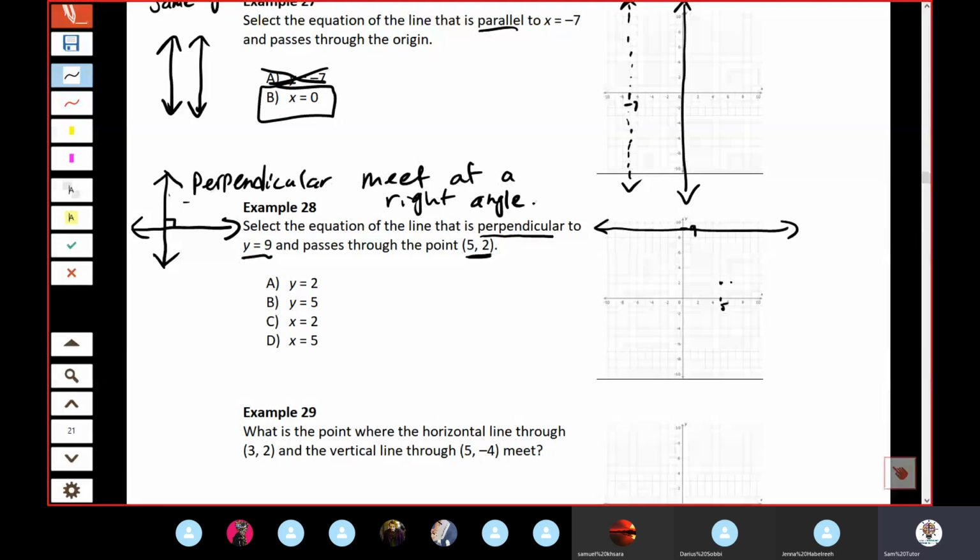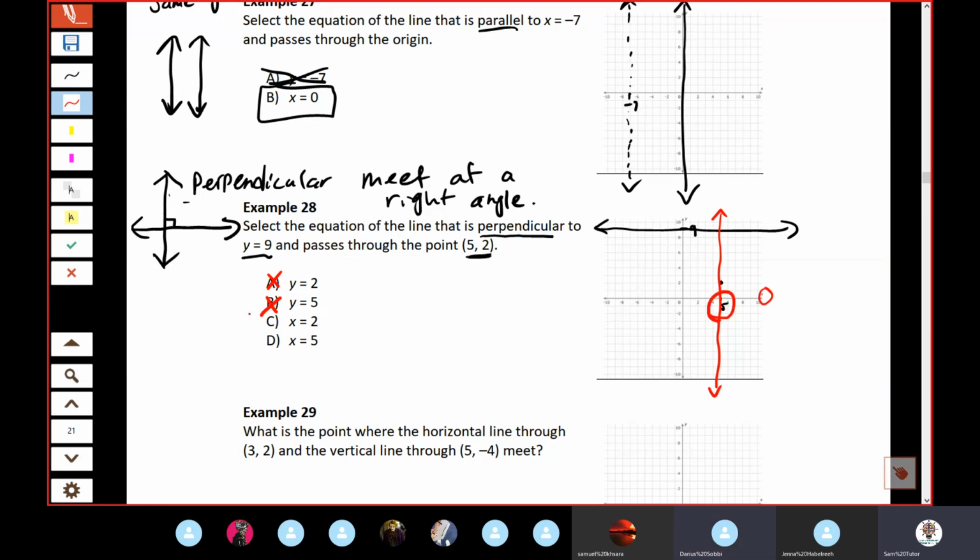Zoom in a little bit there. And it's going to be perpendicular to this, so not parallel. Perpendicular will look something like this. So first thing I know is that it's no longer y equals. So I know those two are wrong. It's definitely x equals. Now, is it x equals 5 or is it x equals 2?